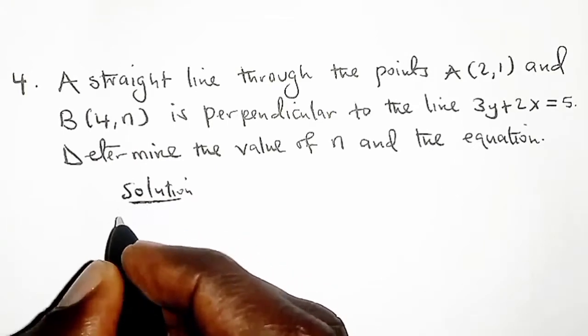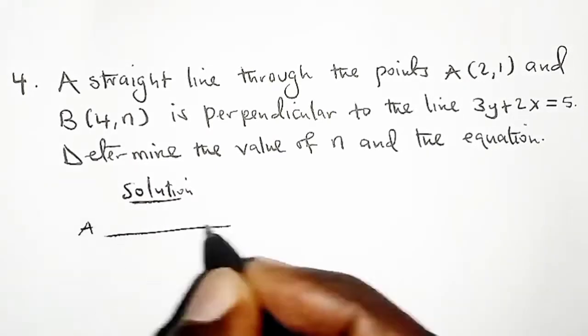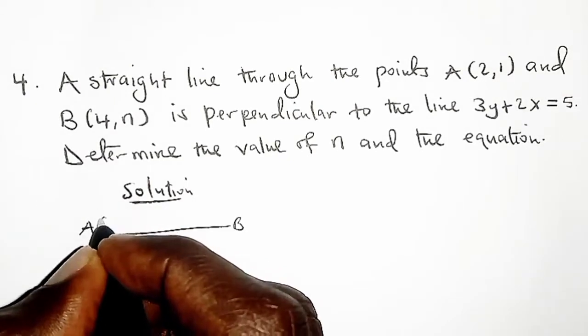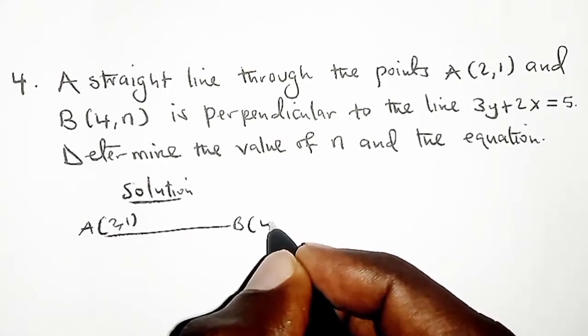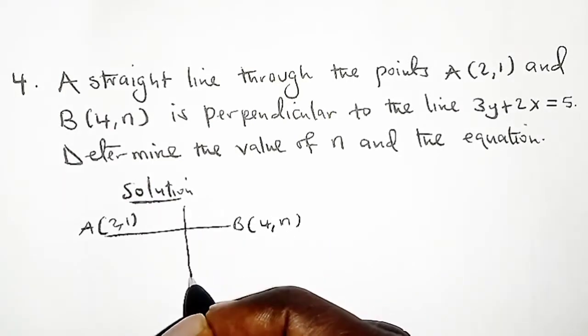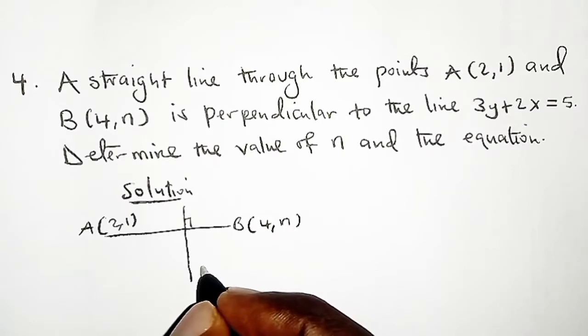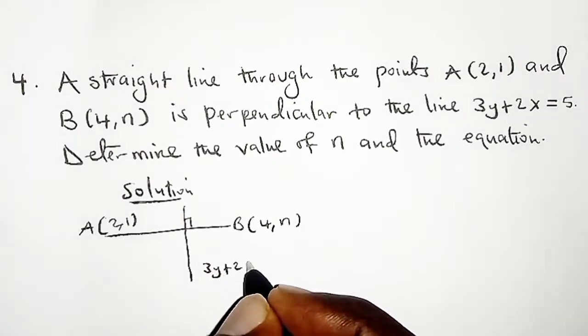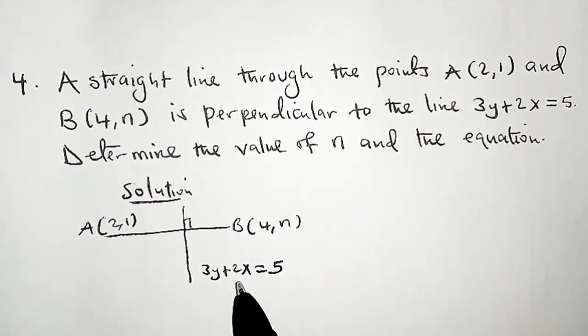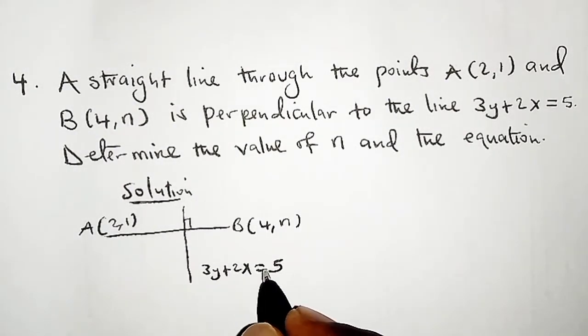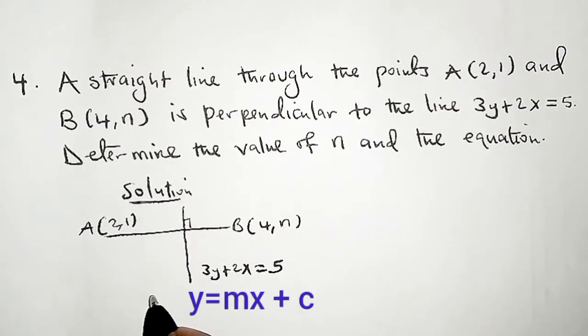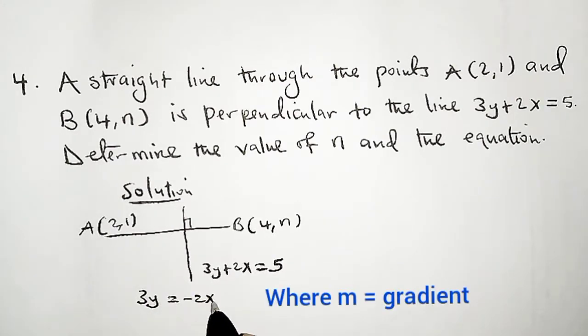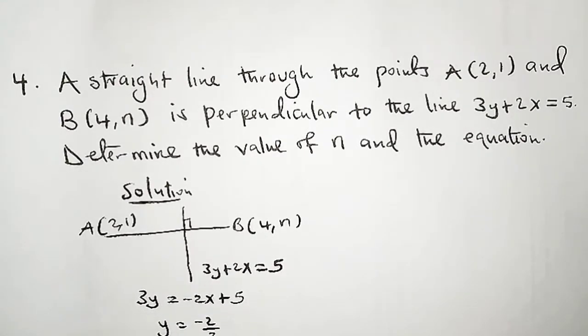first of all, we have line AB, and the coordinates of A we are given as (2, 1). Coordinates of B are (4, n), and we have a line perpendicular to AB, and that line, its equation is 3y + 2x = 5. So we are going to express 3y + 2x = 5 in the form y = mx + c, and that should be 3y = -2x + 5, of which y should be -2/3 x + 5/3.